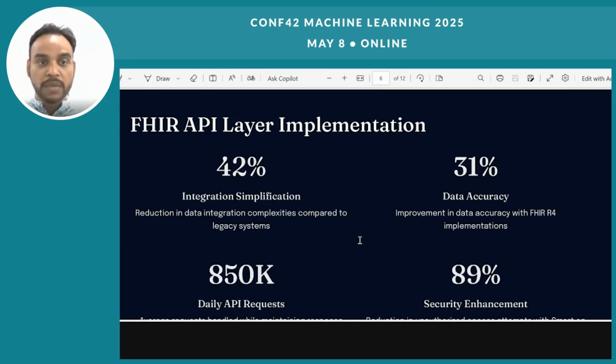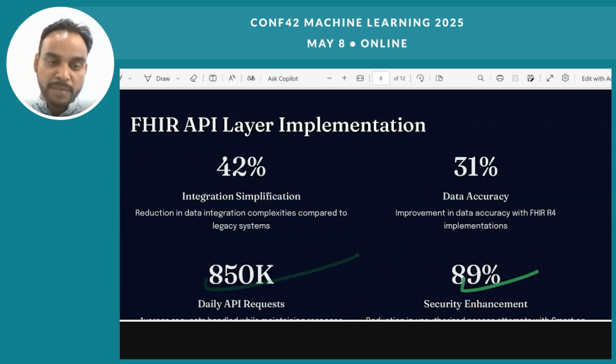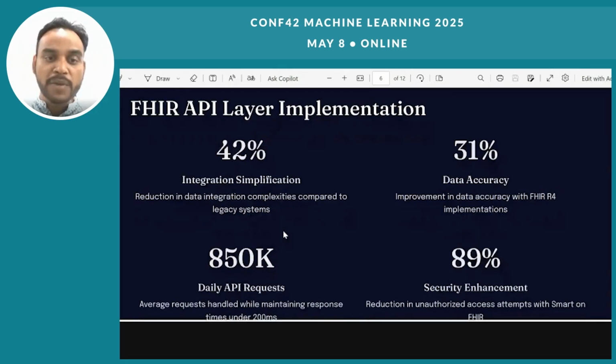The adoption of the SMART on FHIR authorization framework has revolutionized secure healthcare data access. Studies indicate that implementing comprehensive FHIR-based security protocols reduces unauthorized access attempts by 89% while processing authentication requests with an average latency of 180 milliseconds. Data accuracy, daily API requests, and security enhancement: you can see the numbers and how they match.